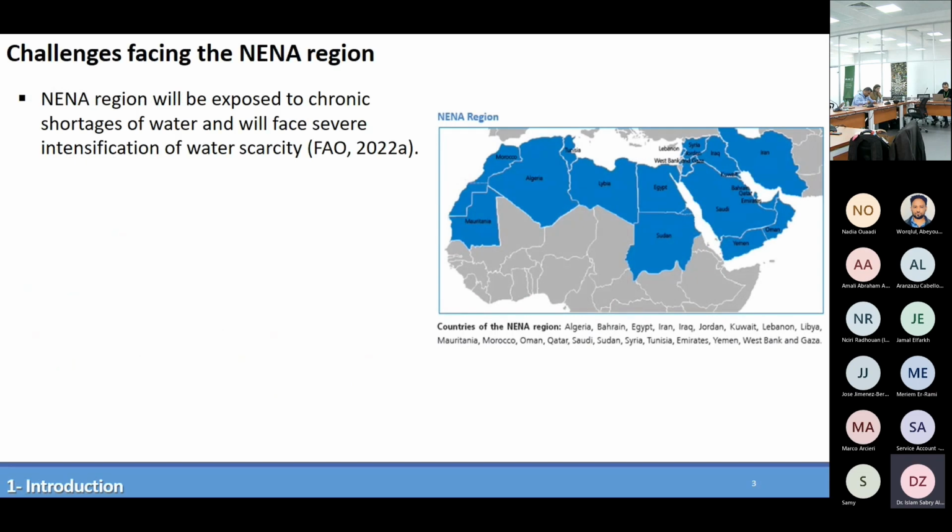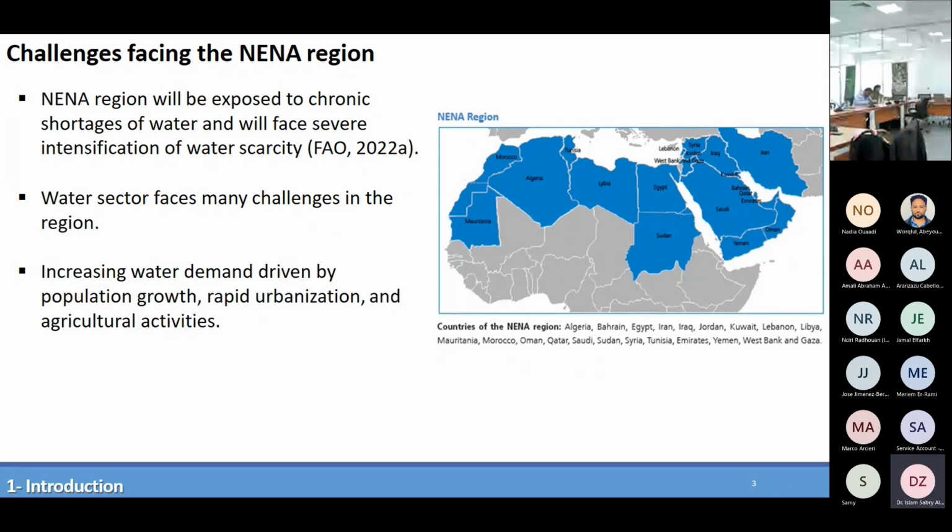First, we should focus on the NENA region, and we are aware of the shortage of water and the severe conditions that the NENA region will face. This will be translated to the water sector, and we should be prepared for this.